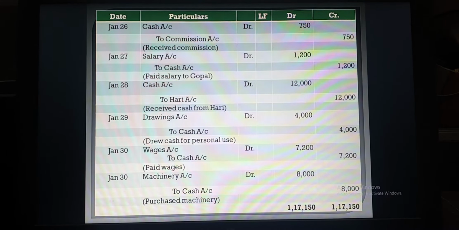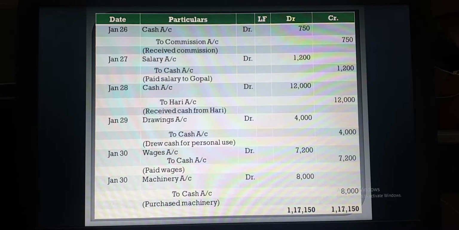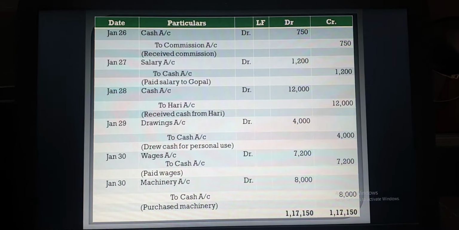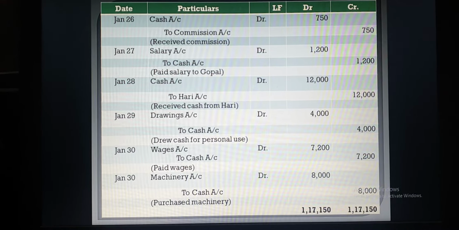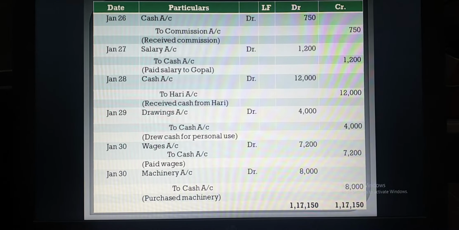After passing all the general entries, the total of debit and credit is always equal. That is 1,17,150. So this is all about the illustration and how to pass the general entry.